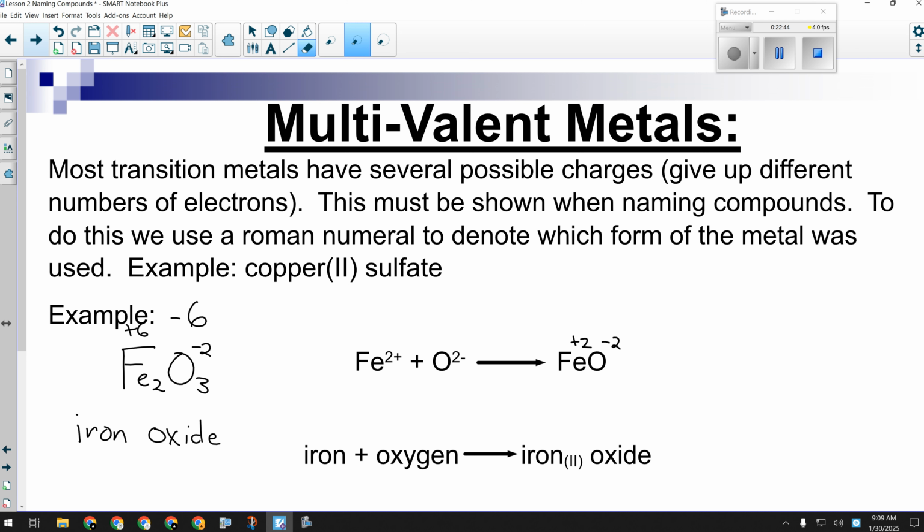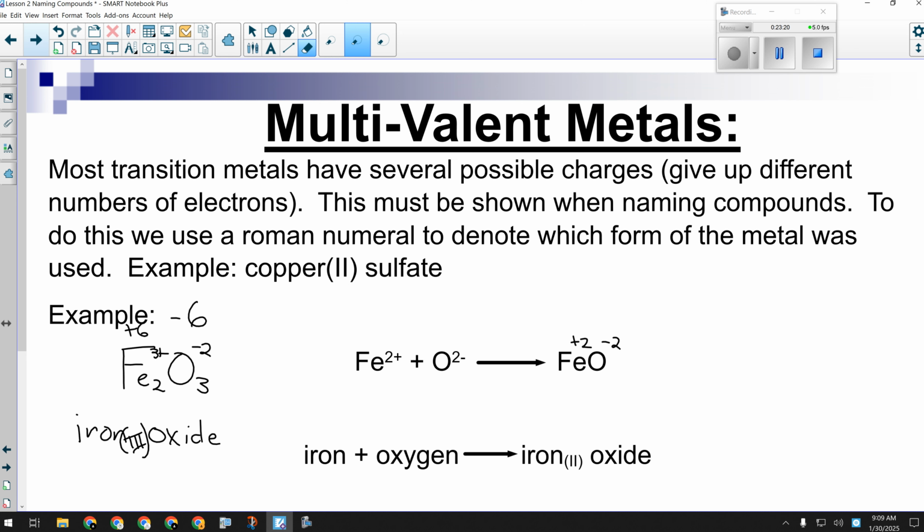I have to get those 6 positive charges out of how many irons? 2. What's 6 divided by 2? 3. This is the iron with the 3+ charge. It's kind of like using the drop and swap, but I can't just reverse it because that doesn't always work. As I said, it works about 2/3 of the time. And on a quiz or a test, you know I'm going to pick one of the ones that isn't of those 2/3, so that you're learning how to do this right.